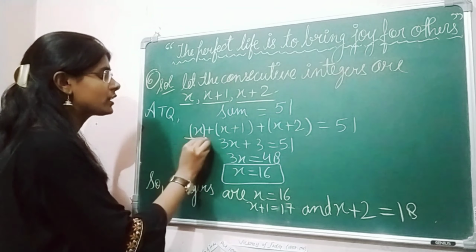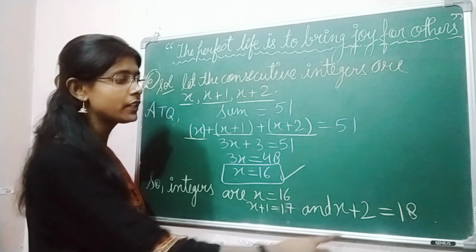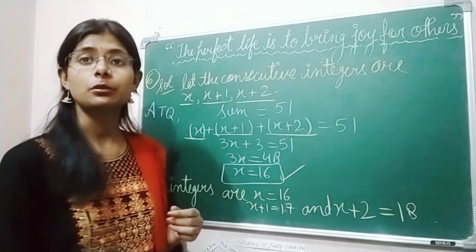3x is equal to 51 minus 3, 48, and x is equal to 48 divided by 3, that is 16. So at last you will get your answer, x is equal to 16, x plus 1 is equal to 17, and x plus 2 is equal to 18. So the integers are 16, 17 and 18. Let's see the 7th question of your textbook.